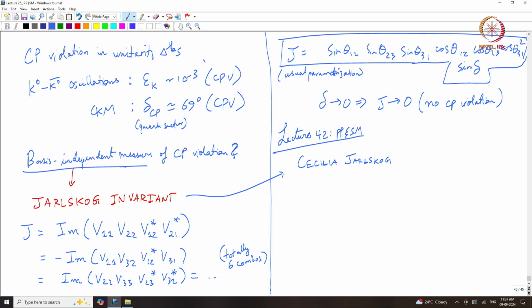Okay. So, I am going to claim that this Jarlskog invariant is nothing but 2 times the area, okay, of any of the unitarity triangles. Remember there are 6, right, any of the 6. Okay. How do I know that?